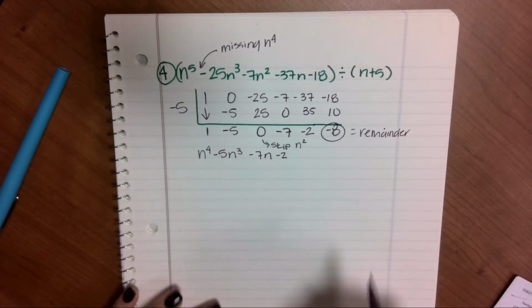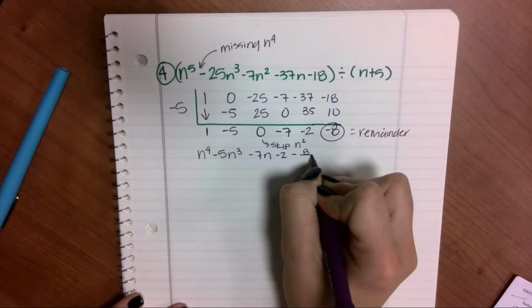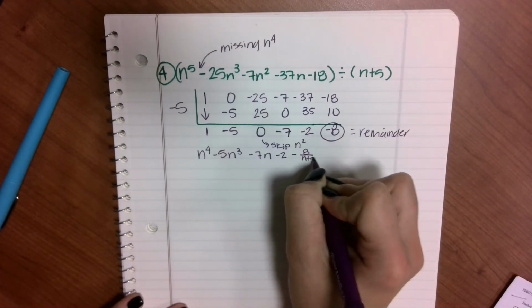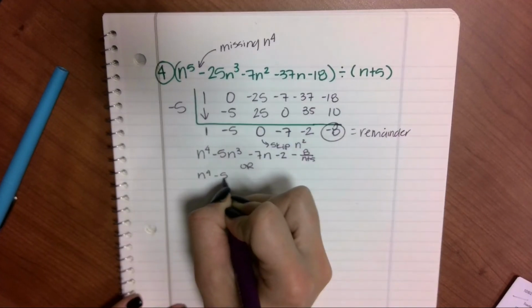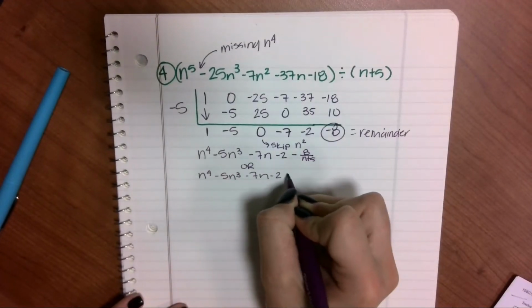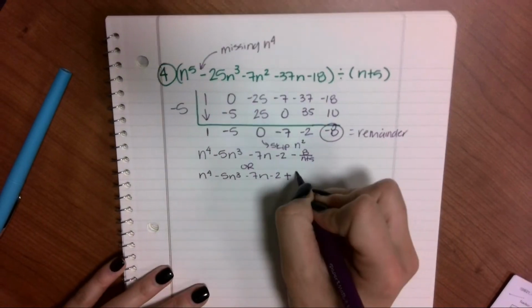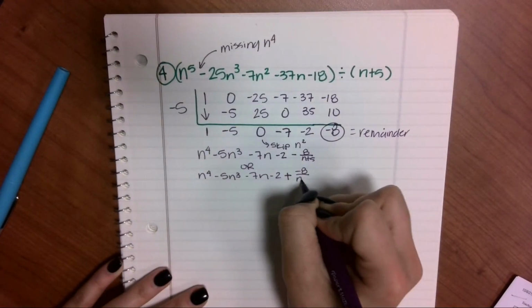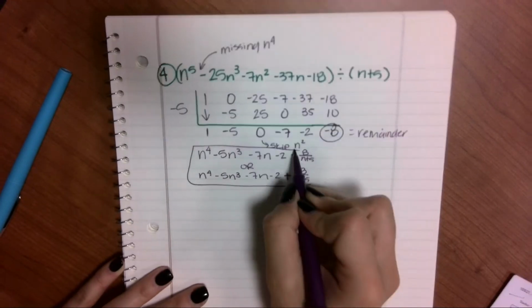And then for this minus 8, once again, you can do minus 8 over n plus 5, or you could have the same thing with the plus sign. But make sure the negative goes up with the 8. Either or are correct answers.